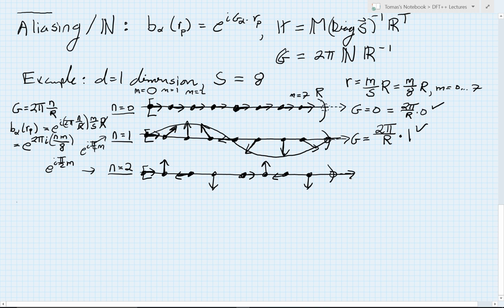This is good. Associated with this, I can see that I've got one full wave here and a second full wave here. So the wave vector is 2 pi over lambda. Lambda is now r over 2 because I have two different waves. This, of course, is 2 pi over r times 2, and again fits the g equals 2 pi times my integer n times the inverse of r. Perfect.